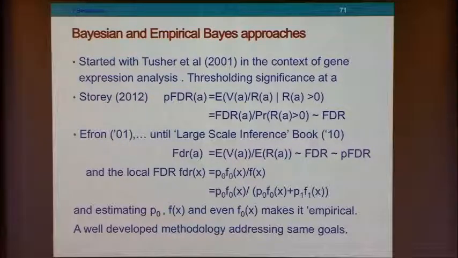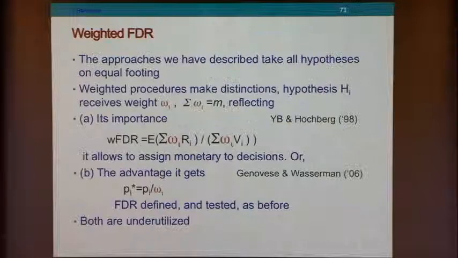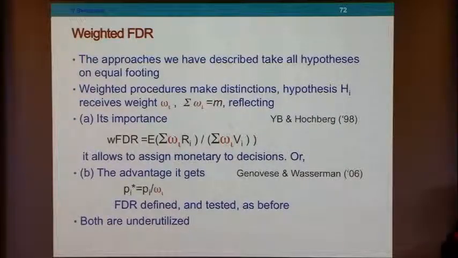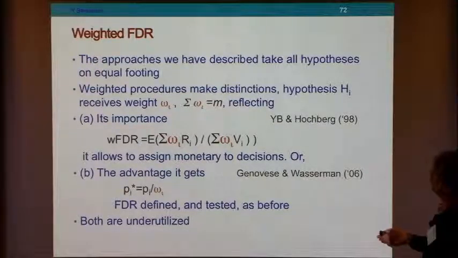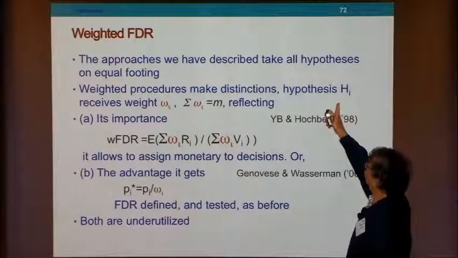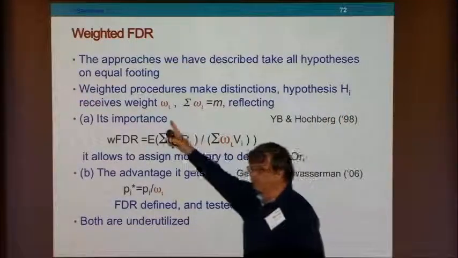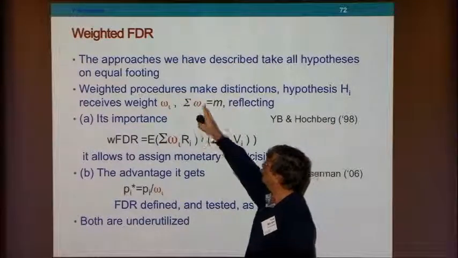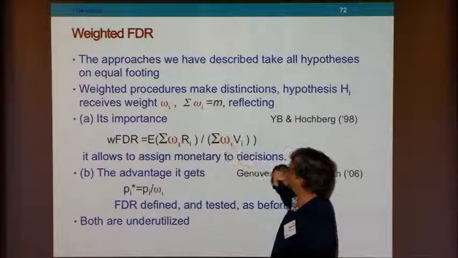This by itself is a whole talk that I cannot get into, and it is worth listening to from Efron himself. The other thing I will not get into is weighted FDR. So far, we have looked at all hypotheses equally. Everything was on equal footing in a way. Weighted procedures make a distinction. Each hypothesis HI receives a weight WI, with the sum of the weights being equal to the sum of the hypotheses.